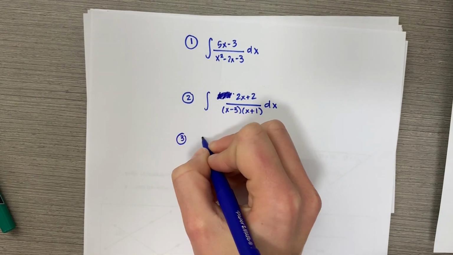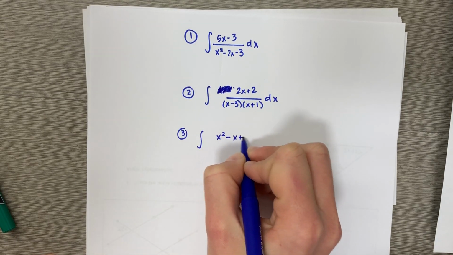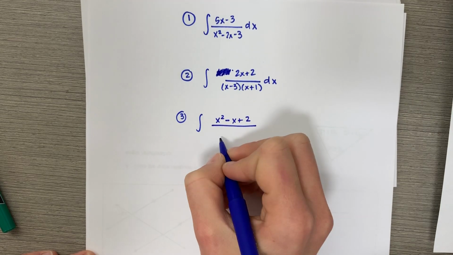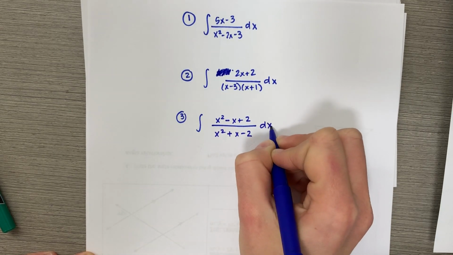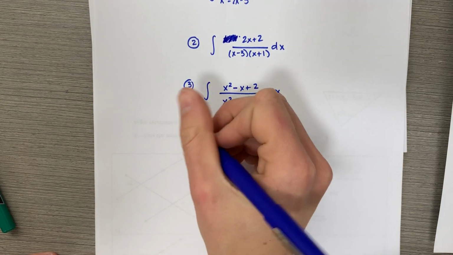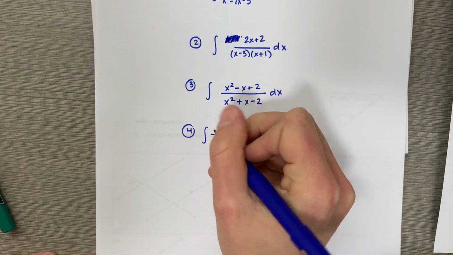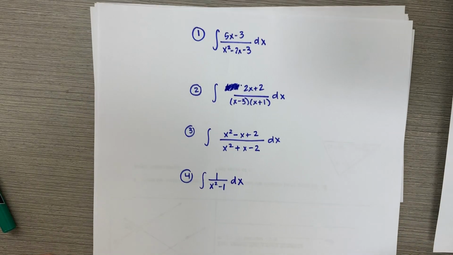The third integral that you will do is x squared minus x plus 2 over x squared plus x minus 2 with respect to x. And the very last one, 1 over x squared minus 1 with respect to x.